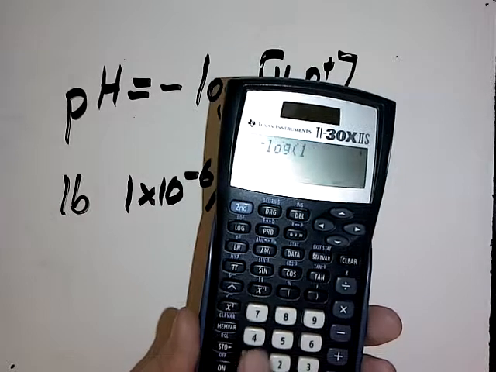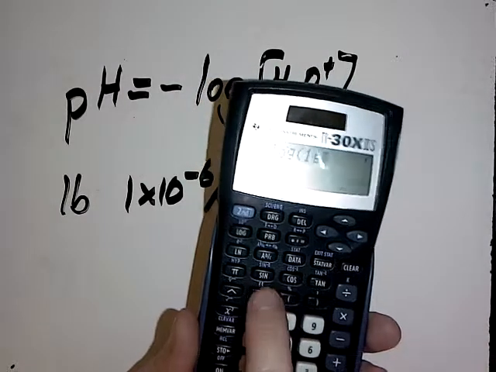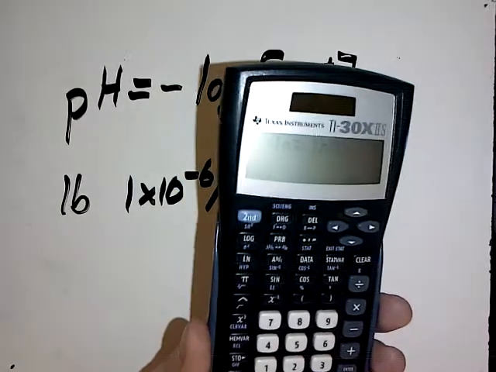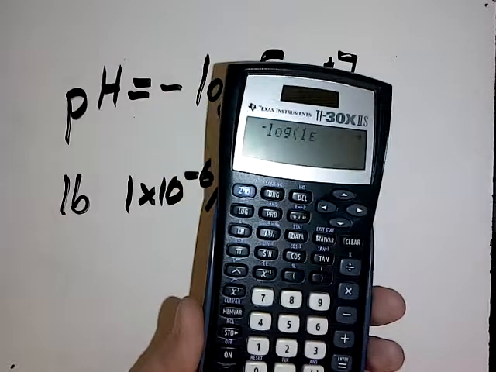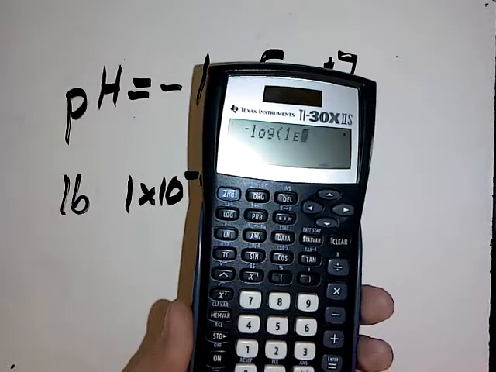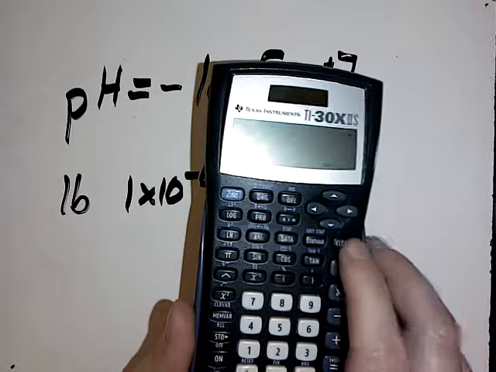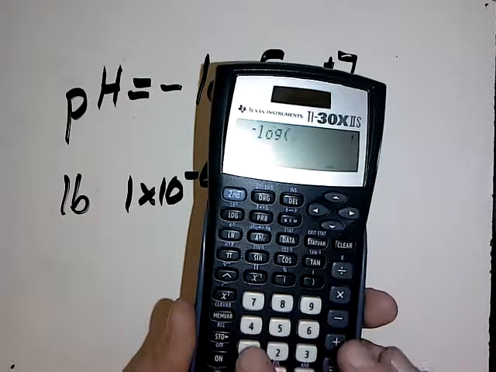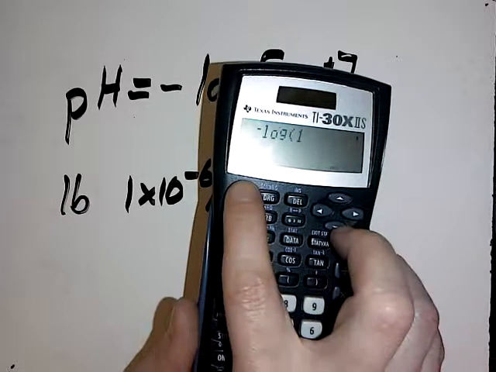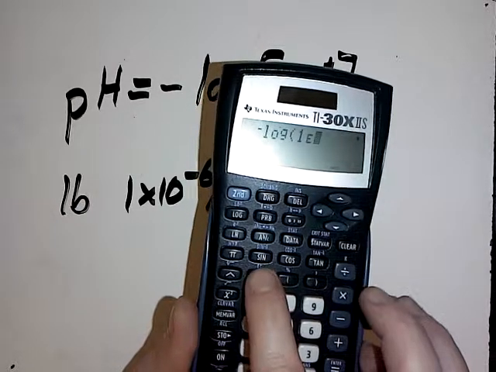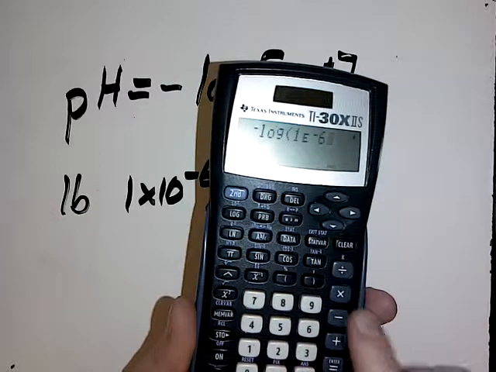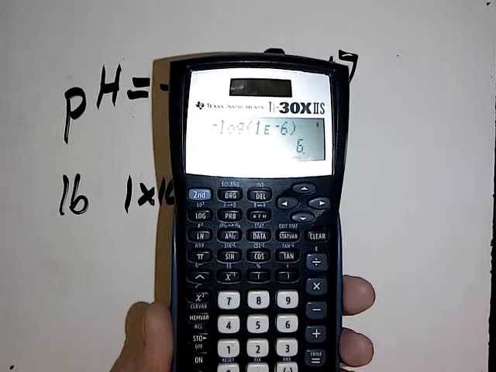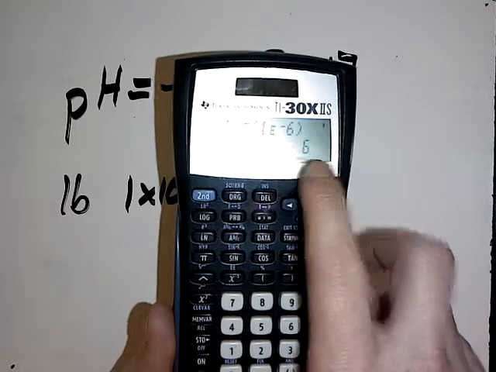Okay, so I'm going to do 1, second, EE. Come on, where'd you go? Gosh, this must be fun to watch. It sure is fun to make. Okay, let me back out of that real quick so we can go from the start. Okay, I'm going to hit negative log, 1, and I want to do 1 times 10 to the negative 6, so I do 1, second function, EE button, negative 6, close parentheses, and I hit enter, and the answer it gives me is 6. That tells me my pH is 6.